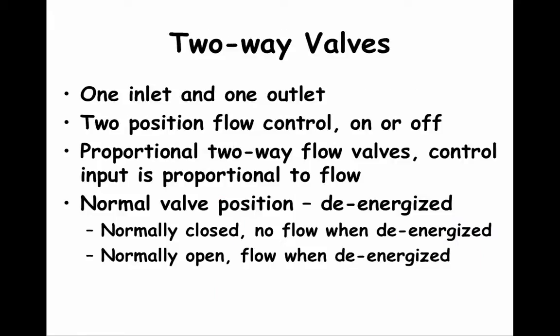Like relays, valves come in different forms. The first form we will talk about are two-way valves. Two-way valves have one inlet and one outlet. The valve has two positions, open and the flow is on, or closed and the flow through the valve is off. Some two-way valves can have intermediate positions that are proportional to the control signal. The idea is that a control signal is proportional to the flow through the valve.